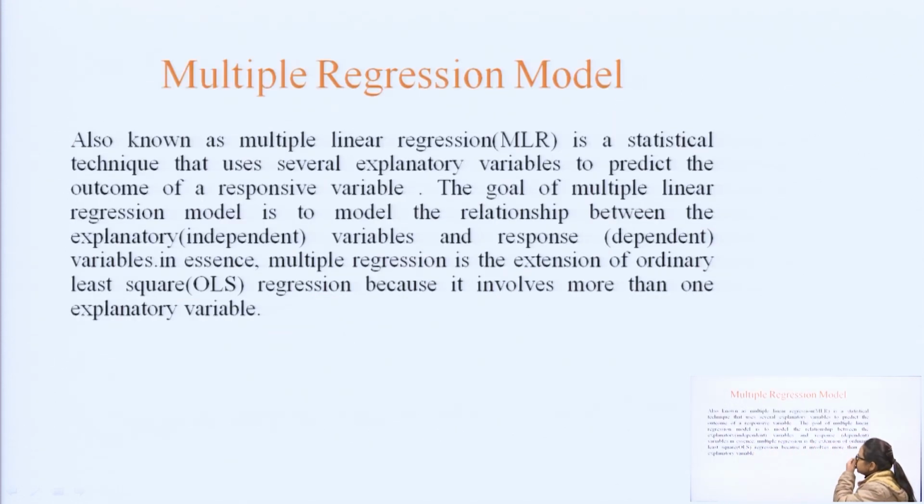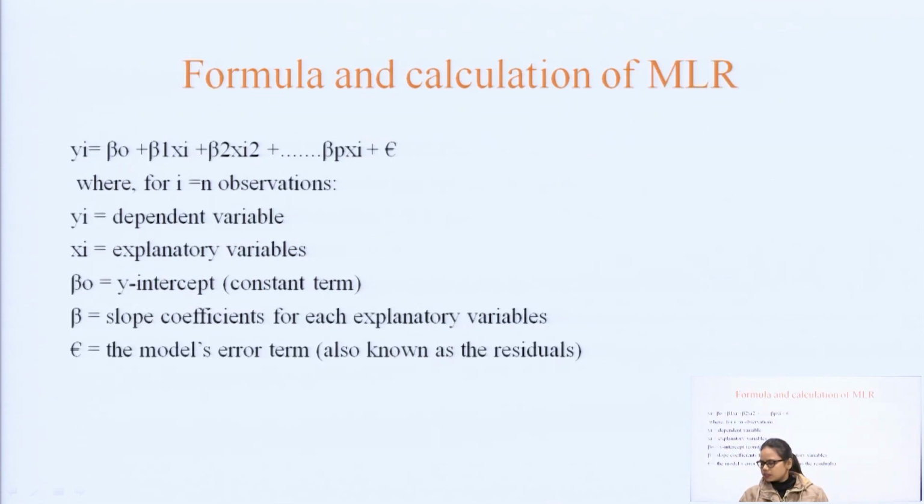Multiple regression is a statistical technique in which you use several explanatory variables to predict the outcome of a response variable. The goal of multiple linear regression is to model the relationship between the independent and dependent variables. It means multiple regression is an extension of ordinary least squares regression, because it involves more than one explanatory variable. These are some formulas and calculations we use in multiple linear regression.